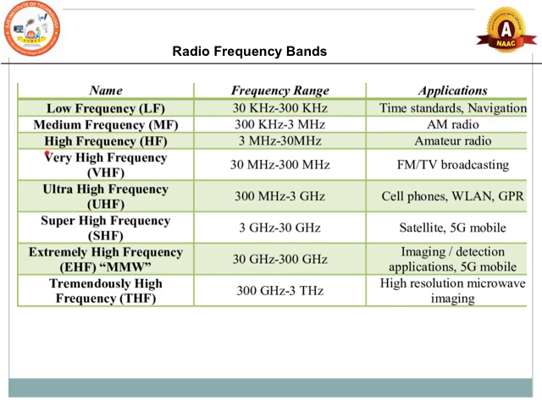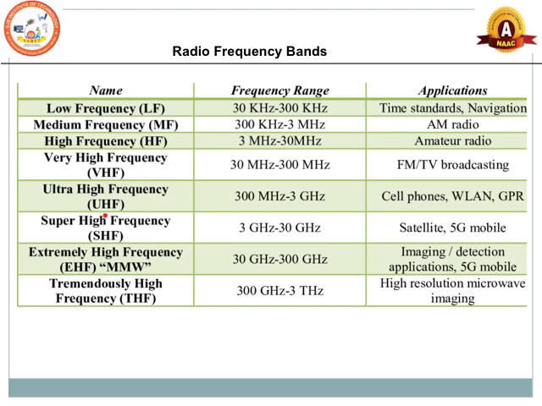Next we have medium frequency, MF. This is used in 300 kilohertz to 3 megahertz. This is used in AM radio applications. Next we have high frequency, HF. This is in the frequency range of 3 megahertz to 30 megahertz, and the application is amateur radio. Next is very high frequency, VHF. The frequency is 30 megahertz to 300 megahertz, and the application is FM or TV broadcasting.